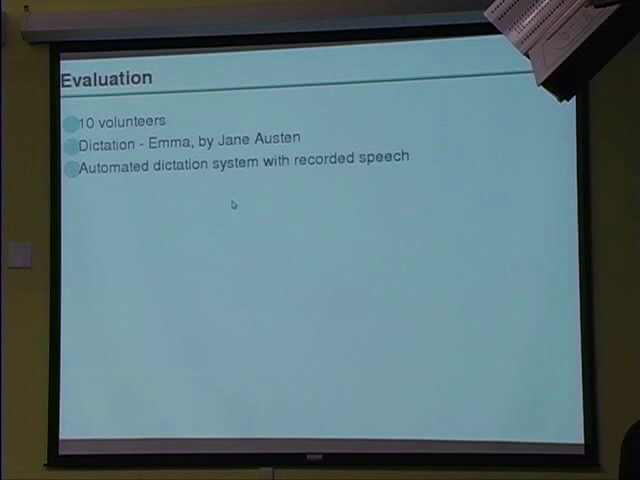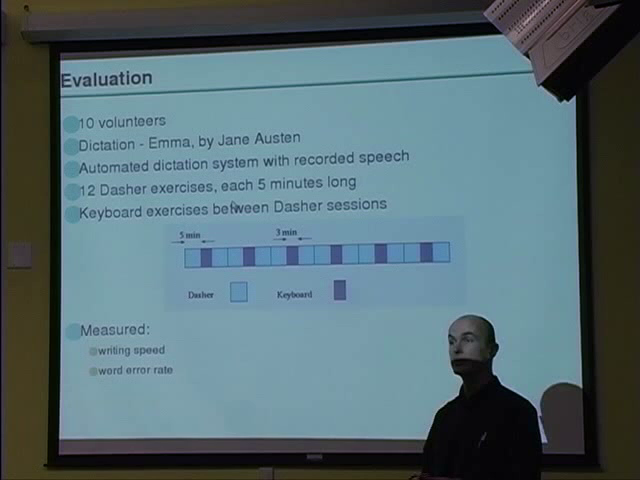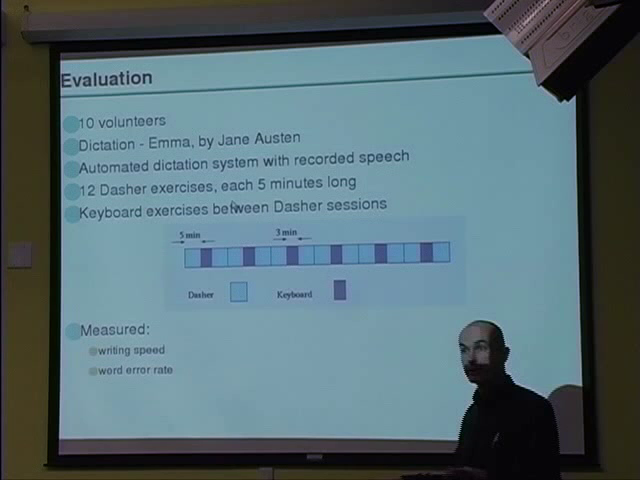Okay, so I've hyped it up. Let me now give you a bit of data on how well Dasher works. These experiments were done by David Ward with volunteers from the astrophysics group in the University of Cambridge. He gave them dictation from Jane Austen's Emma, having trained the language model in the style of Jane Austen's Emma by training it on 90% of Jane Austen's Emma and then testing on parts from the other fragment. And they learned to use Dasher over a period of 1 hour in 12 5-minute sessions.